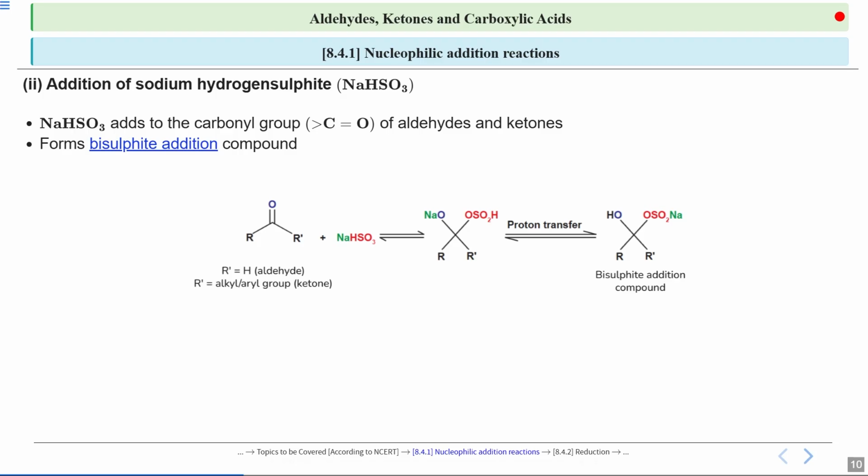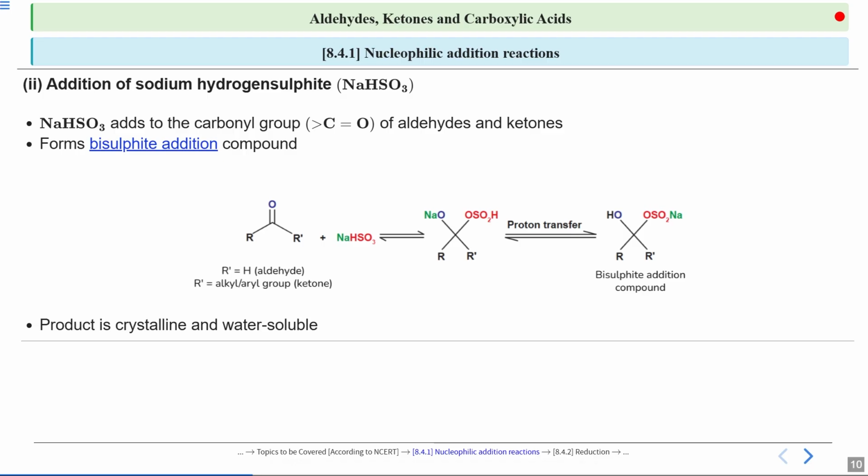If you look at this particular reaction, you have an aldehyde and NaHSO3, which is sodium hydrogen sulfite. It gives HSO3 minus ion in solution. This will attack the carbonyl carbon and oxygen gets a negative charge, and the OSO2H or SO3H group gets attached. And Na being positively charged gets attached to this oxygen. And then there is proton transfer from this SO3H. So this proton gets transferred and this becomes OH, and to balance this negative charge on SO3, Na gets attached. So you get the bisulfite addition compound.